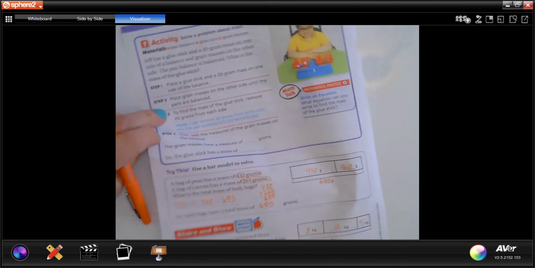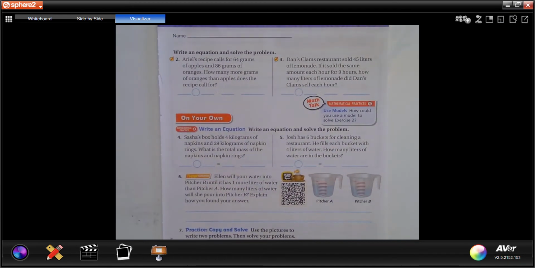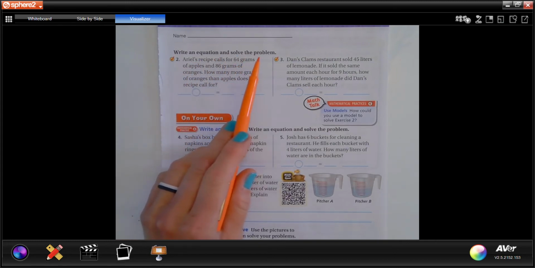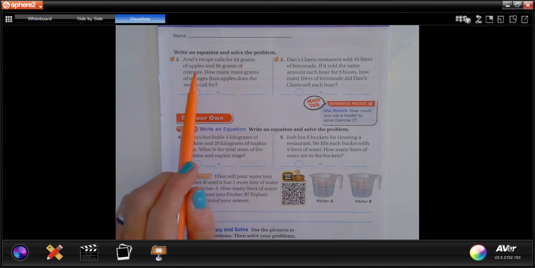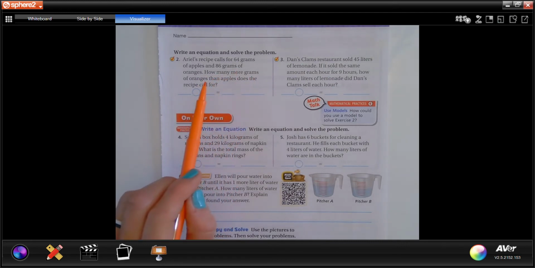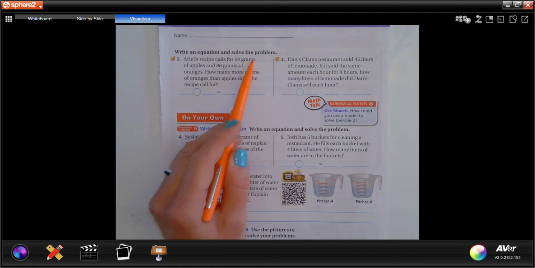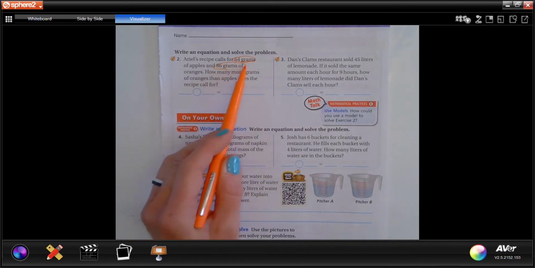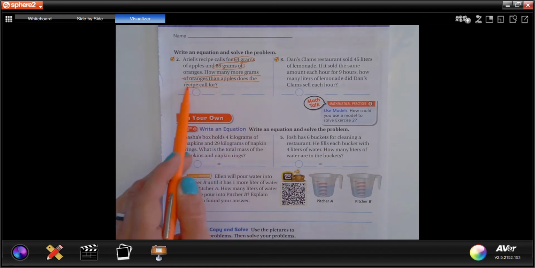We're going to move on to page 613. Make sure everybody can see this. Okay, we are going to write an equation and solve the problem. Number 2. Ariel's recipe calls for 64 grams of apples and 86 grams of oranges. How many more grams of oranges than apples does the recipe call for?